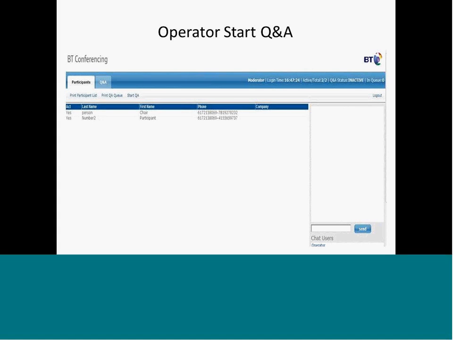What you can do during the Q&A session. First, the operator clicks on the Q&A tab and then clicks on Start Q&A. This automatically starts the Q&A across all bridges. Q&A can also be started and stopped via the Q&A box on the bridge wall if this is required.